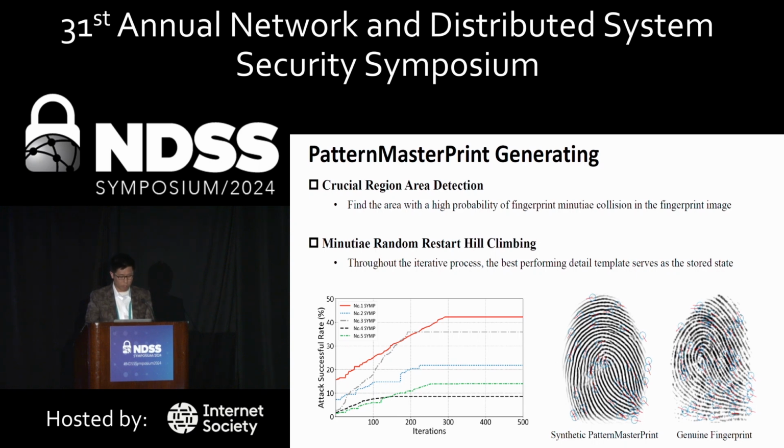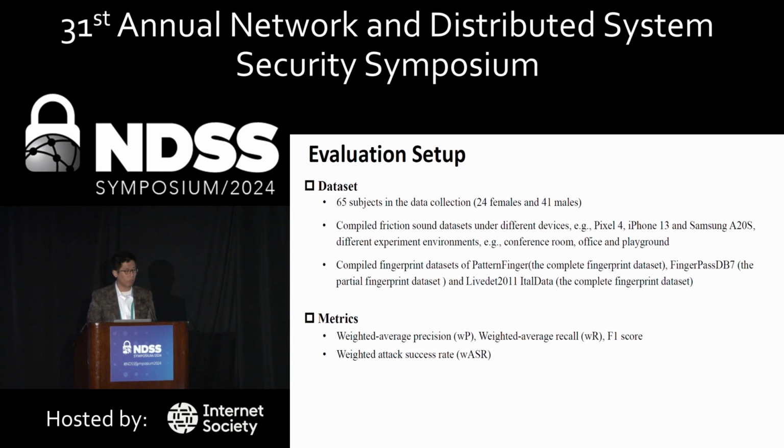For evaluation, we include 65 subjects in total and collect this kind of data using 3 different smartphones in 3 very common working environments. For comparison, we import 2 very famous fingerprint datasets as the baseline, one partial and the other complete. We also include several metrics to achieve this goal: the average position, average recall, weighted average position, and weighted attack success rate.